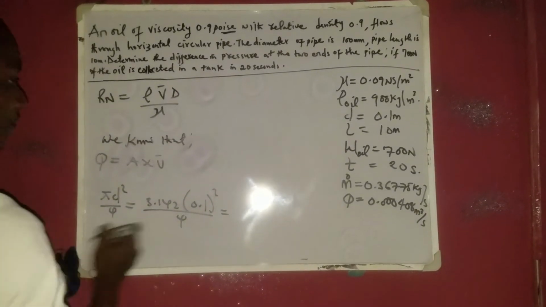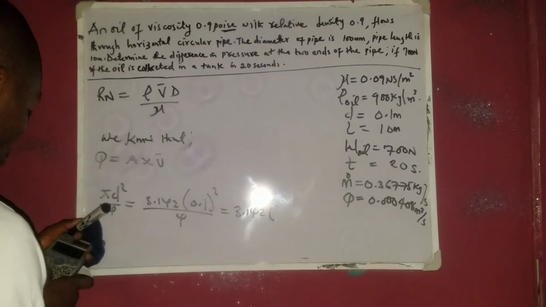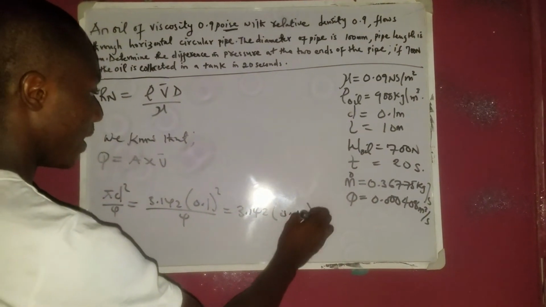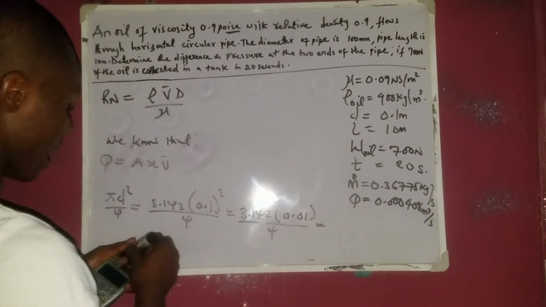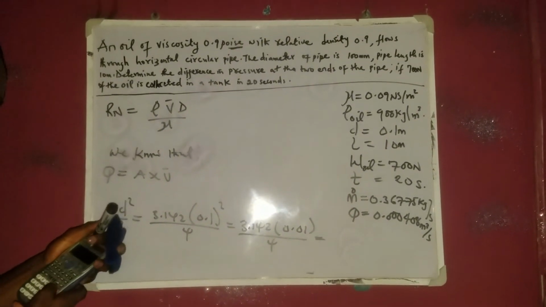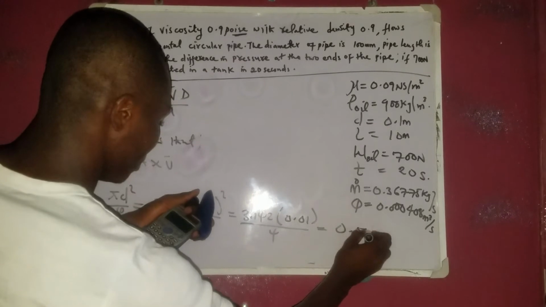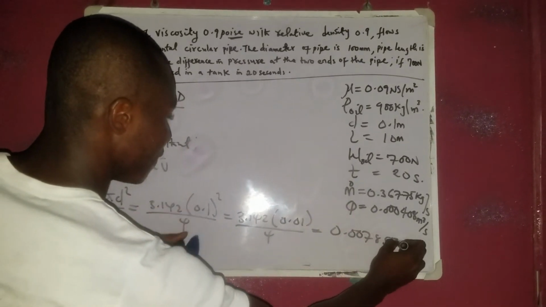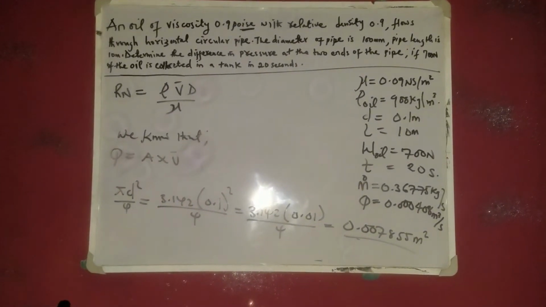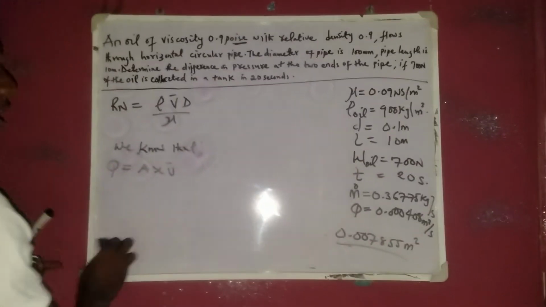So simplifying further, we have 0.01 over 4. Further, if you multiply this by 3.142, this gives us 0.007855 meters squared. Right? So that's our area. So A is that. So we can wipe it off and then solve. So this is our area of pipe.